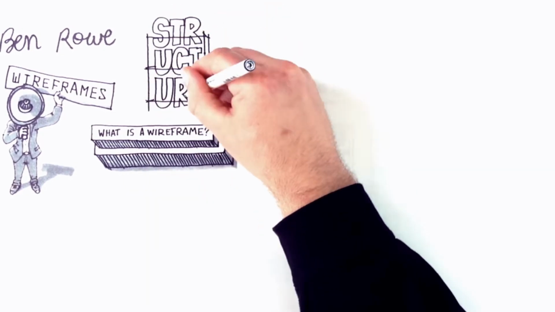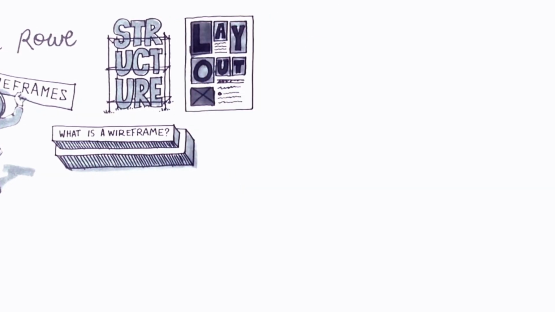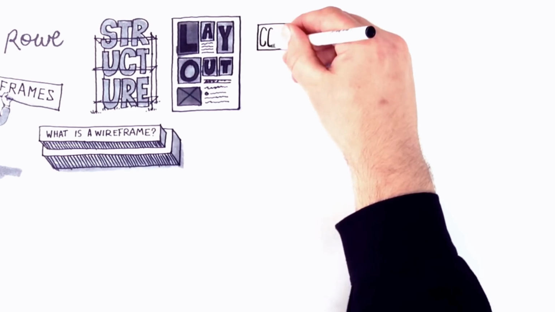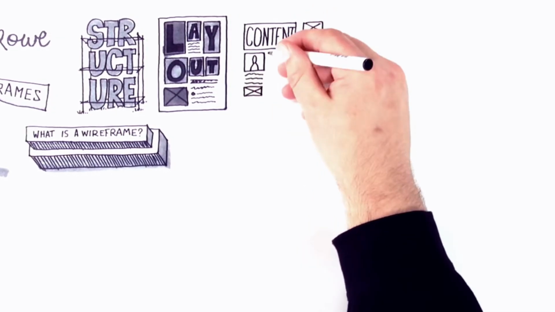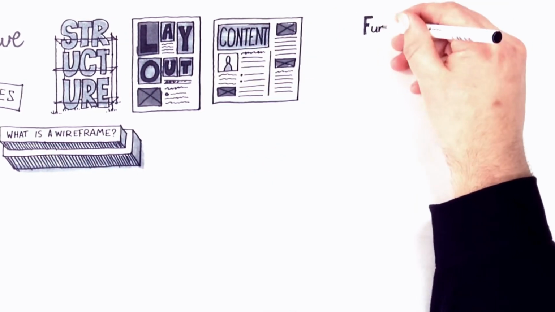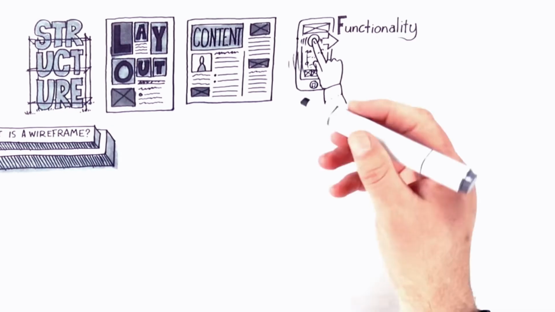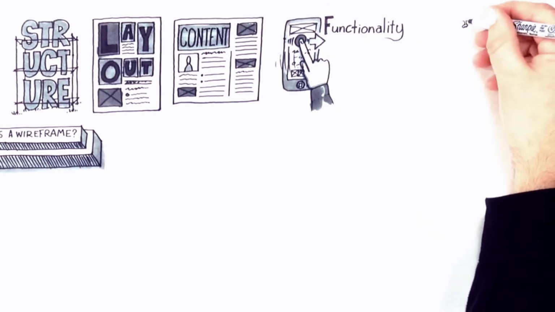The structure of your navigation and information architecture, the layout, including page hierarchy and the placement of elements on the screen, the content. Wireframes give content writers an idea of how their content will be placed within the design, and the functionality. Wireframes can describe how your product will work and how it interacts with the people using it.